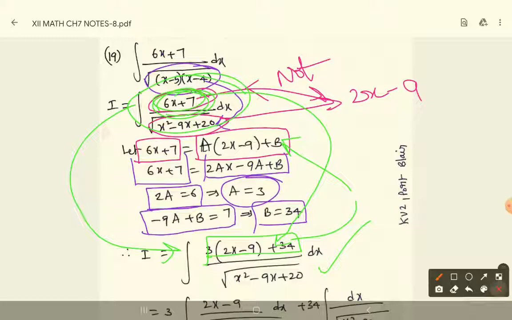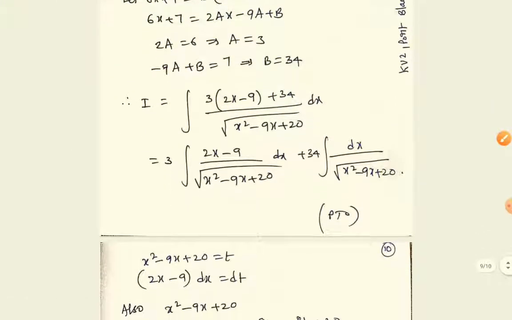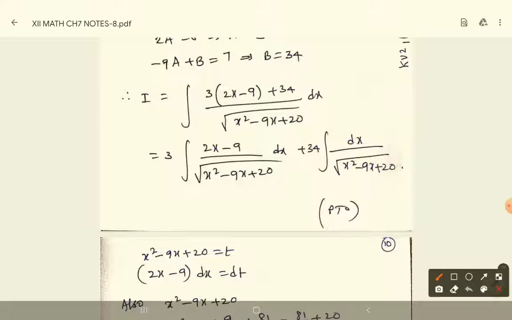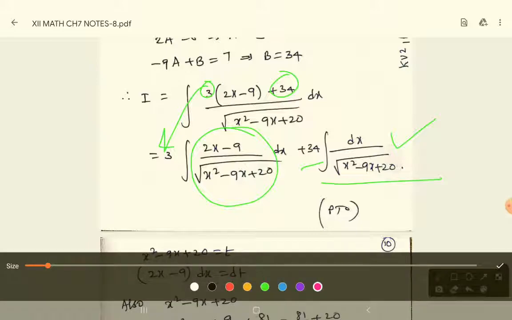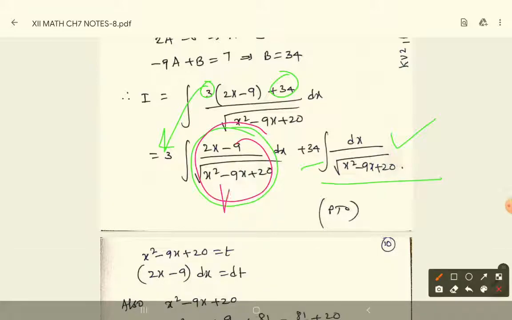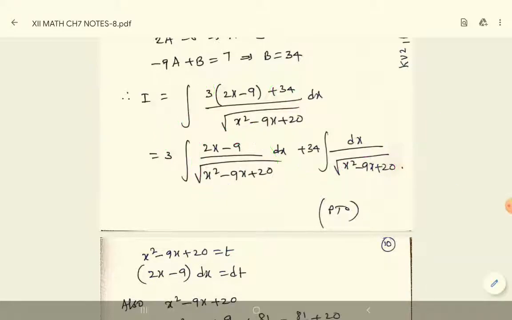Then what will happen? Then splitting of the fraction will happen. 3 is outside, 2x minus 9 by root over that, and 34 is outside, dx by root over that. Then now 2 integrals have come. This one is by substitution. This is by CSM, completing square method. We can solve.